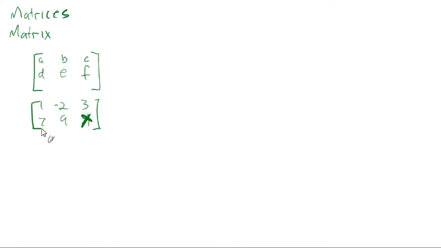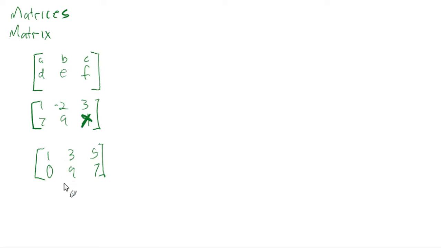It needs to be in a rectangular form. So this would not be a matrix: 1, 3, 5, 9, 7. There needs to be something there. Even if it's a 0, there needs to be something written there. So that's a matrix. And a matrix could be any size that you want.